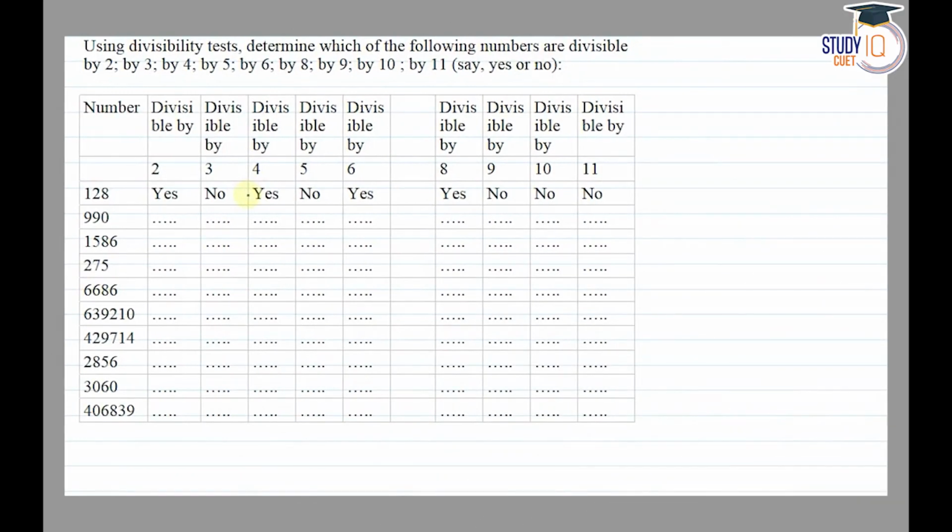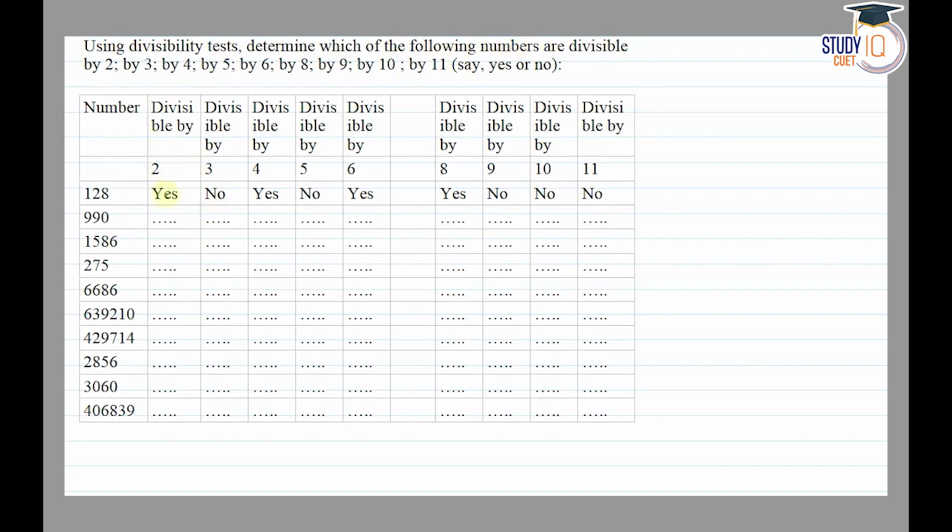Hello everyone, this question appears in class 6 NCERT chapter of playing with numbers. This is first question of its exercise 3.3. So the question says that using divisibility test, determine which of the following numbers are divisible by 2, 3, 4, 5, 6, 8, 9, 10 and 11.